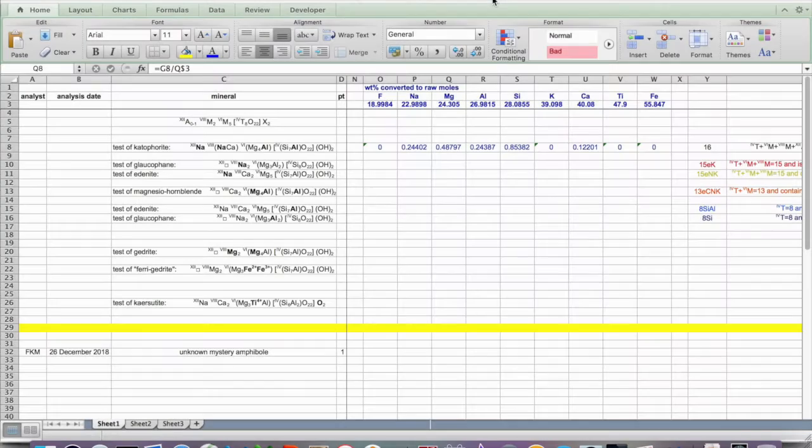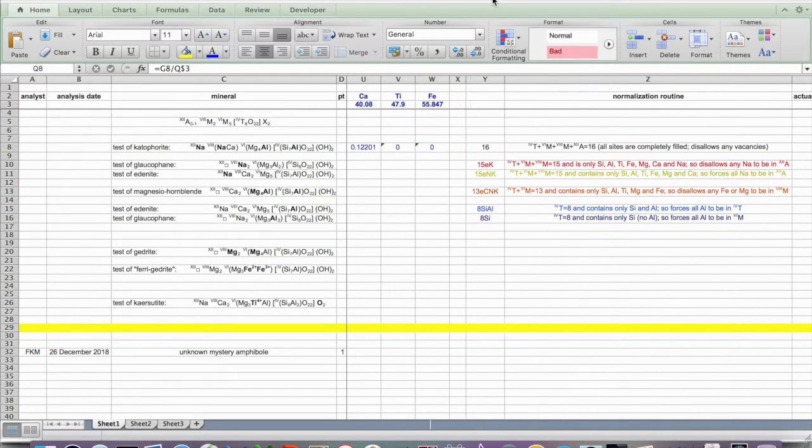Okay, so now we've really come to what I consider the heart of the normalization. This is the point where we have to convert raw moles into normalized moles, and the normalized moles essentially are the atoms per formula unit in the formula, and so that really is the meat of this normalization.